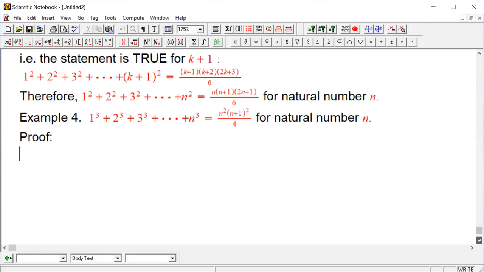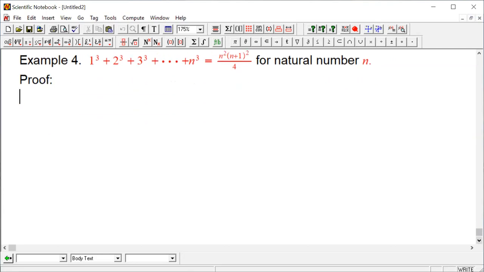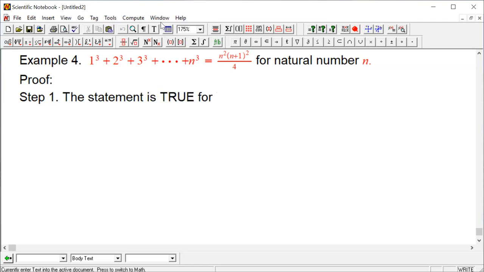If you find any mistakes I made here, then you should contact me. Okay, so first, of course, we want to prove it. We're going to do step 1. The statement is true for n equals 1. And usually this case is pretty easy to prove, right?